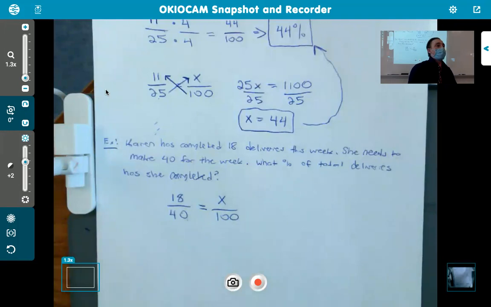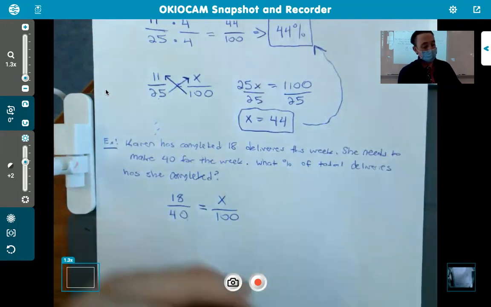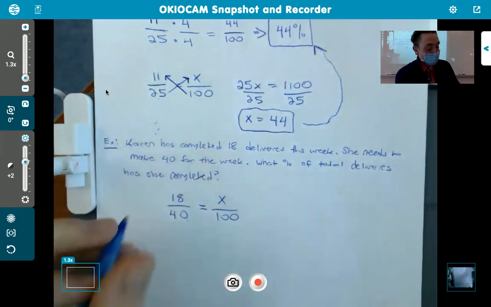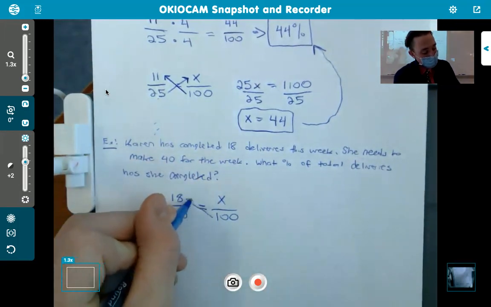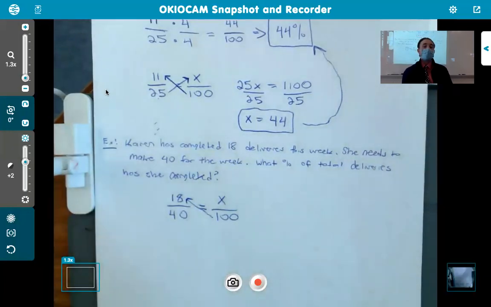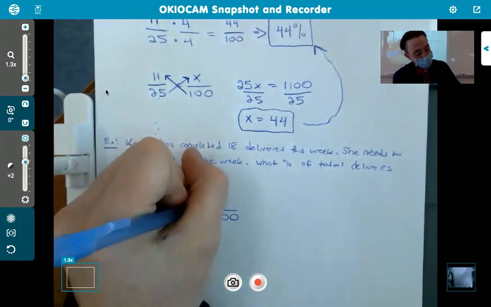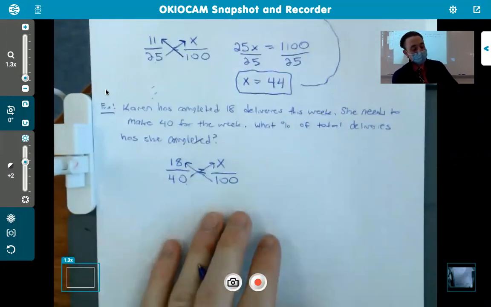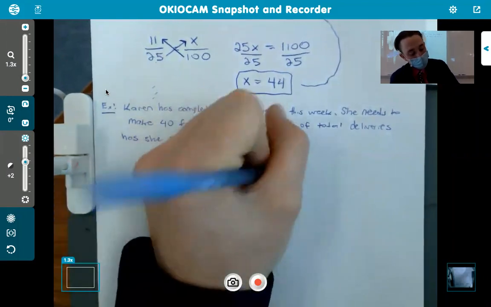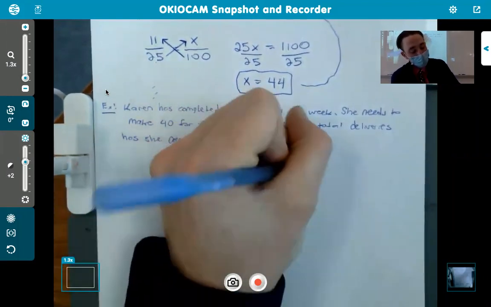And now I'm going to carry on with my similar steps from above. What do I have to do from this point? What's that method called? Cross multiplying. So what two numbers am I multiplying together? 18 and 100. And then what else? 40 and x. Good. Well, this becomes 40 times x, which is just 40x.